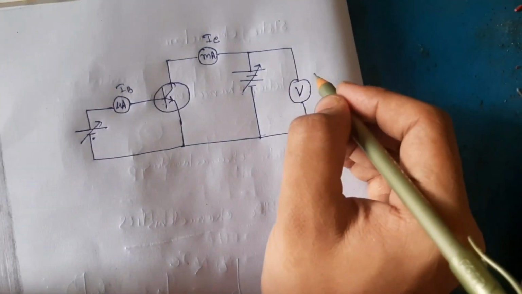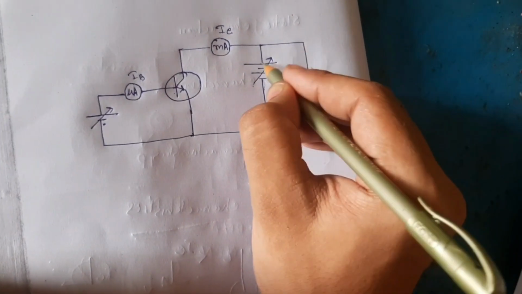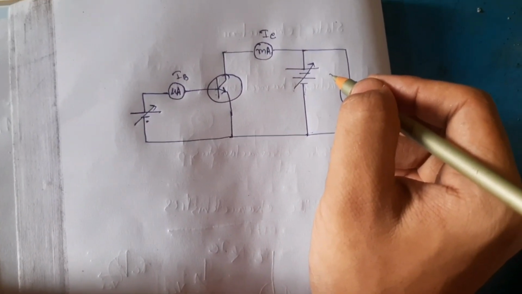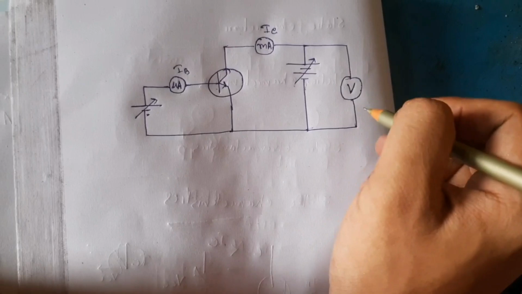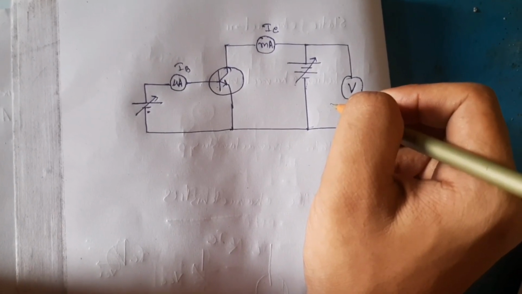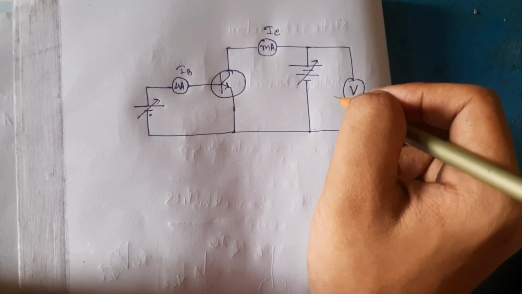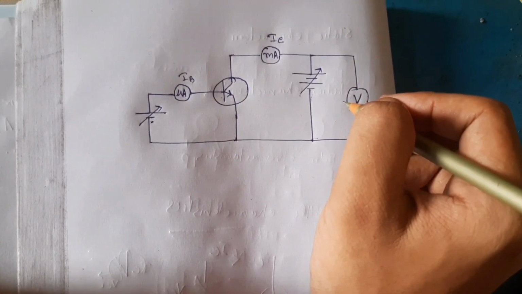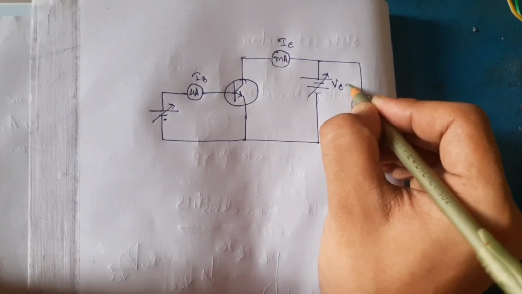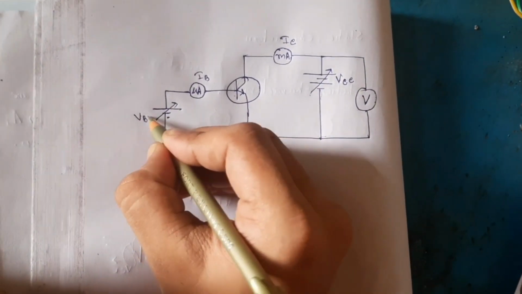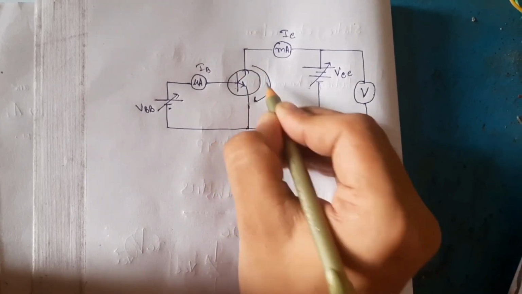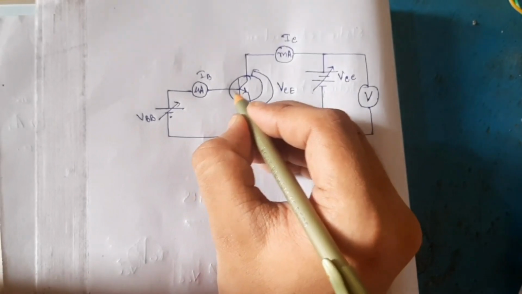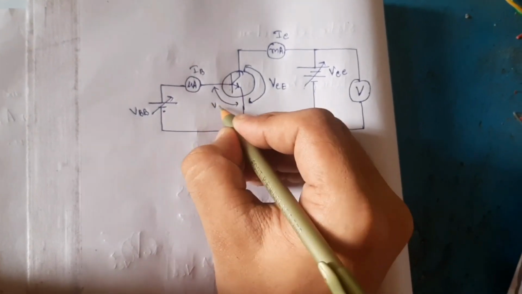And if we increase the voltage of this power supply, in the saturation region the collector current increases linearly with voltage, but when it is in the active region, the collector current will be saturated and it will be a constant value. So this voltage is VCC and this voltage is VBB. Voltage between emitter and collector is VCE. Voltage between base and emitter is VBE.